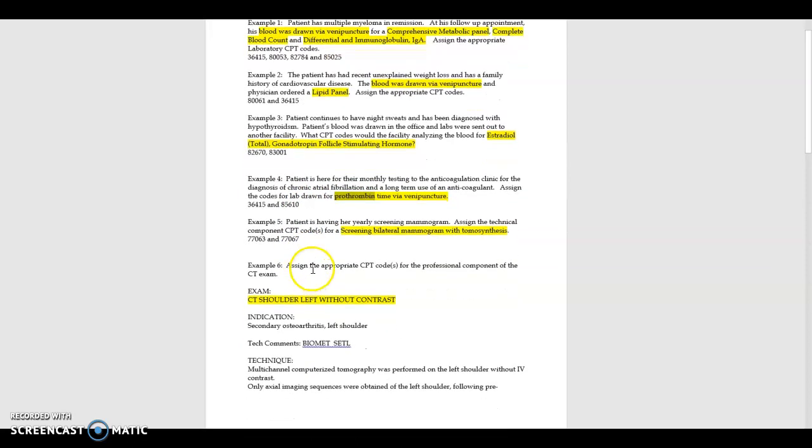So the next scenarios, we're actually going to be looking at radiology exams. The first example is the screening bilateral mammogram with the tomosynthesis. So in my index, I'm going to look up the term mammography, and then you're going to see the term where it says screening mammography, and then you're going to see the tomosynthesis right under that. So you're going to have actually two codes for this scenario, one for the mammogram and then one for the tomosynthesis. So that's where you get these two codes.